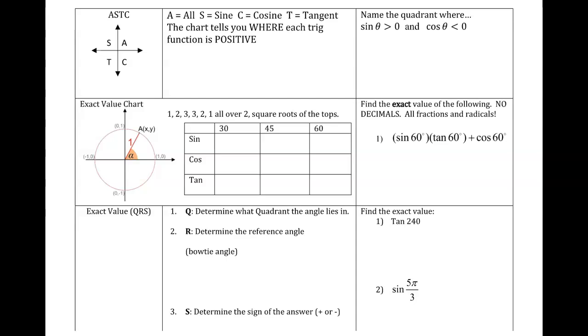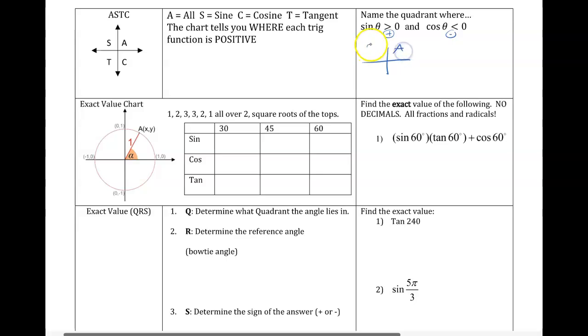Next, we have our ASTC chart, just tells you what's positive in each quadrant. So in this question, we're asked to name the quadrant where sine is greater than 0. That's another way of saying positive. And cosine is less than 0. That's another way of saying negative.